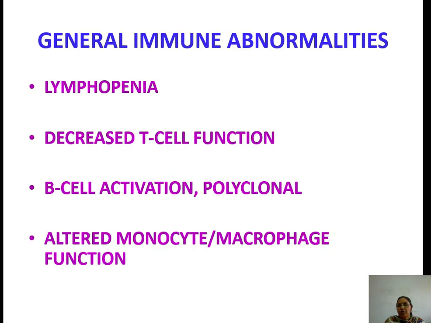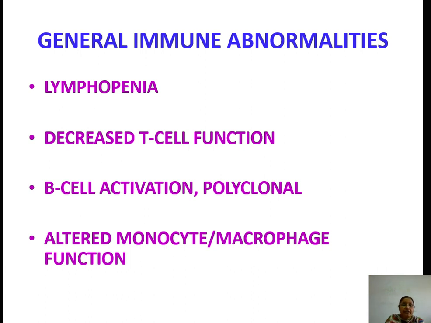So the general immune abnormality in cases of HIV is lymphopenia. There is destruction of many CD4 cells, and because of the loss of CD4 cells there is a loss of control of the immune system. So there is decreased cellular activity of the immune system as well as humoral activity. Then decreased T cell function, decreased B cell activation.